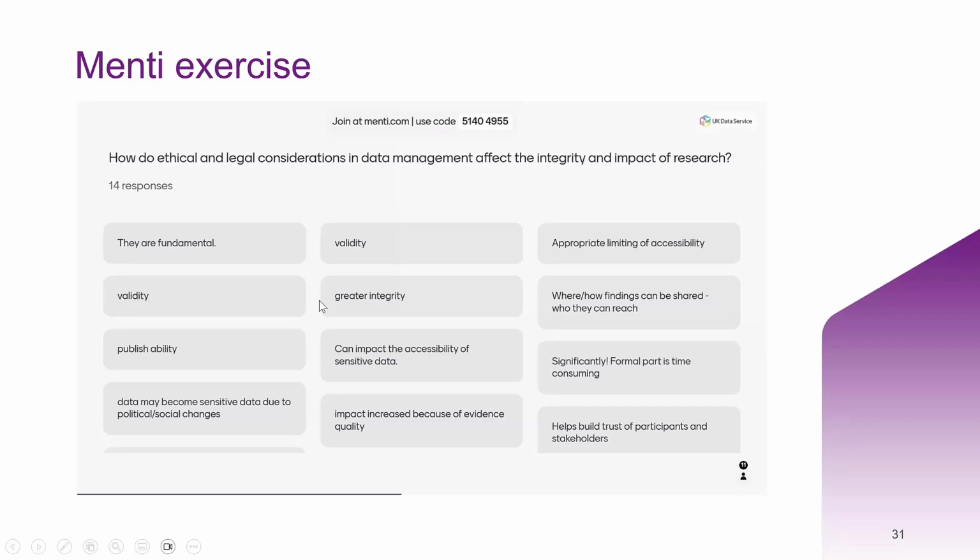They are fundamental. Yes, they are fundamental. Validity, yes, they ensure validity. Appropriate limiting of accessibility. Validity again, greater integrity, where how findings can be shared, who they can reach, fantastic. Publishability, yes, I have not heard that word before, but I love it. Publishability can impact the accessibility of sensitive data. Yes, very true, because we do need to be very considerate. We are working with human participants. We want to do no harm.